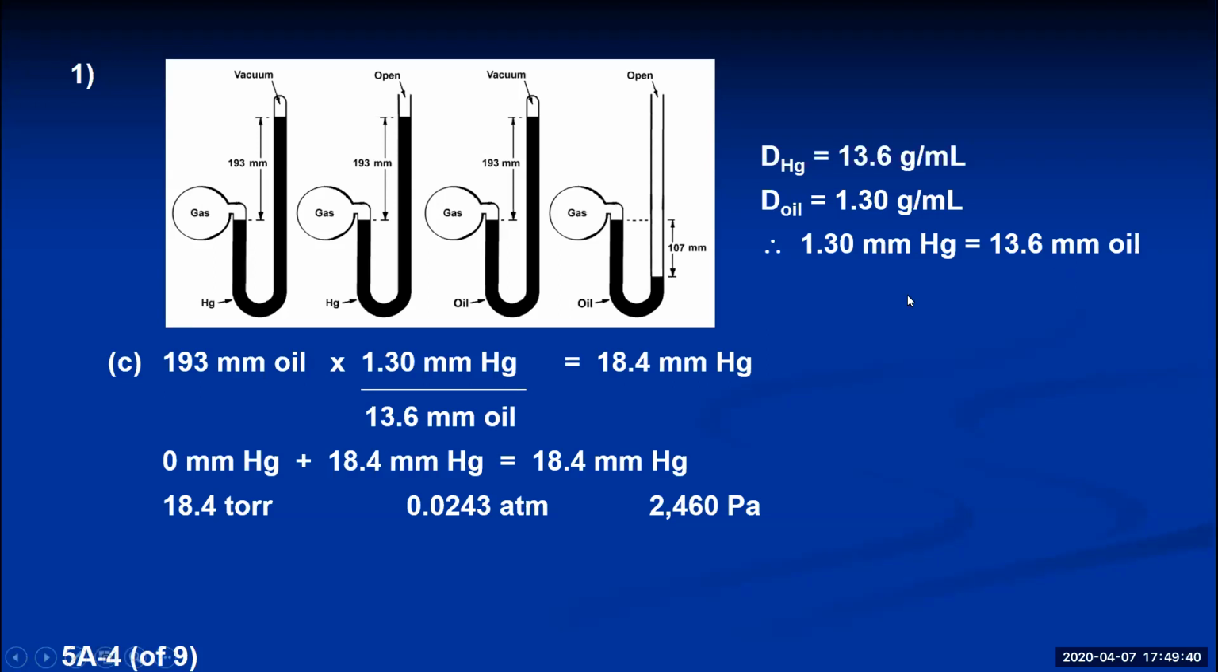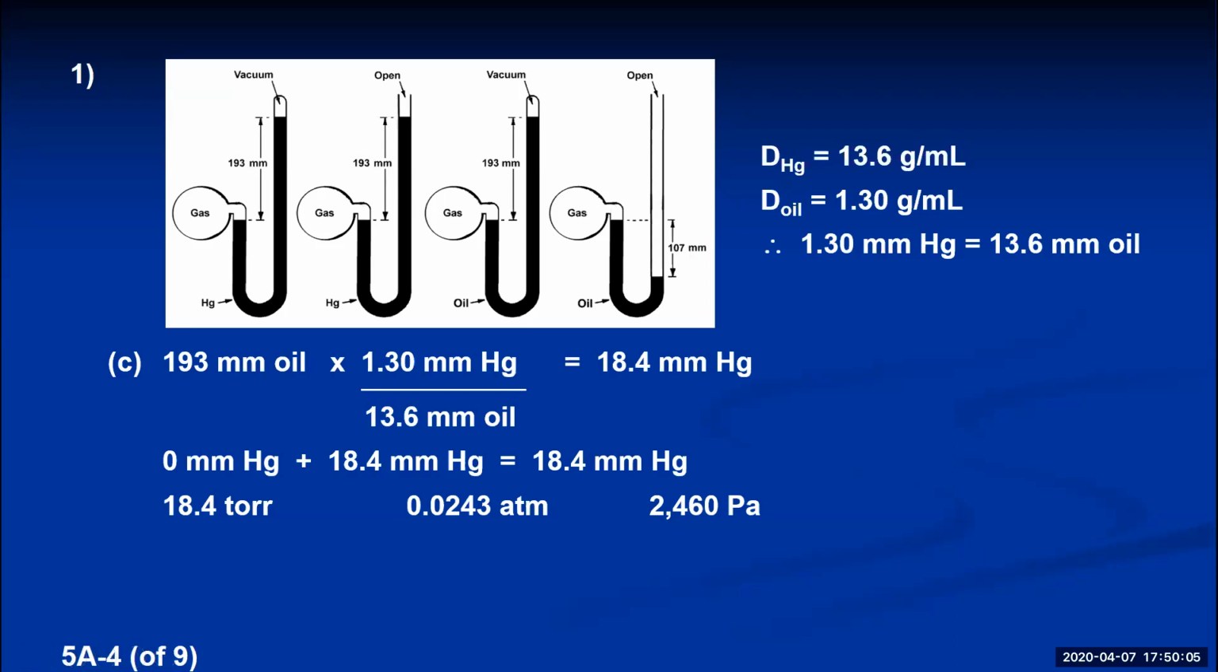The silicone oil is being pushed down further by the atmosphere than by the gas. That means the atmosphere's pressure is higher, or the gas's pressure is lower. So the gas's pressure is going to be less than the atmospheric pressure. It's going to be 756 millimeters of mercury minus the difference in the levels. But here the difference in the levels is 107 millimeters of silicone oil.